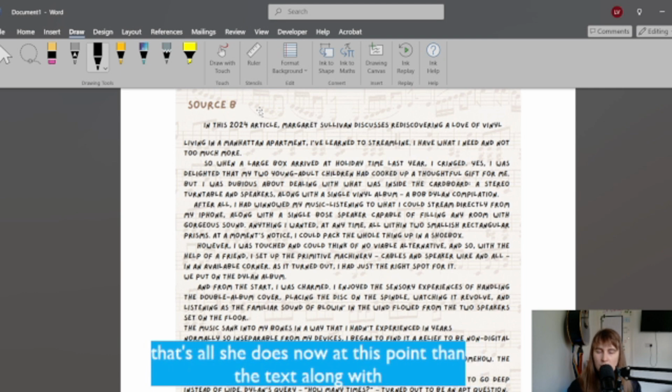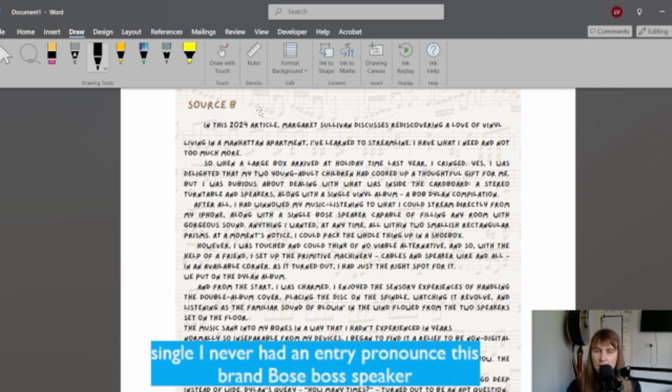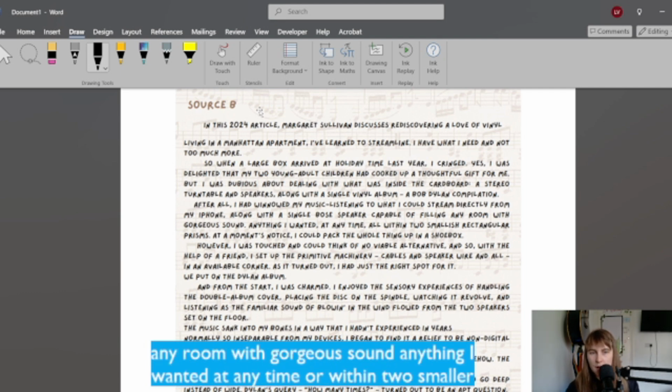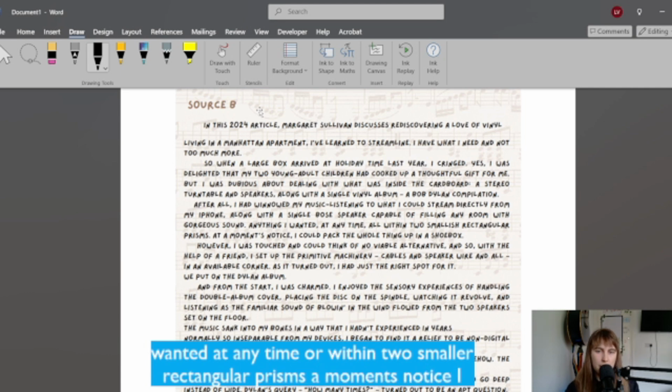Along with a single, I never know how to pronounce this brand, Boss speaker capable of filling any room with gorgeous sound. Anything I wanted at any time, all within two smallish rectangular prisms. At a moment's notice, I could pack the whole thing up in a shoebox.